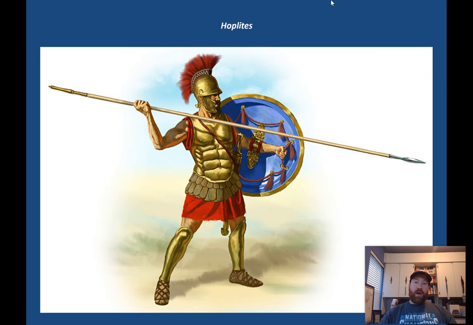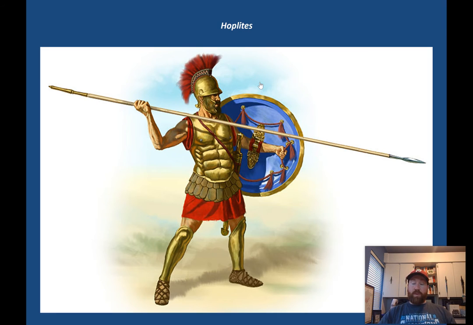So I'm going to highlight a couple things here with the mouse. You'll notice the big shield, a shield that basically covers from their nose to their knees. It covers all the major organs. That shield is actually called a hoplon, which is where the name hoplite comes from. It's someone who has this type of shield. And as you can see, they hold the shield in their left hand.